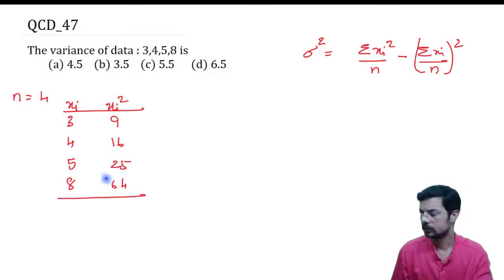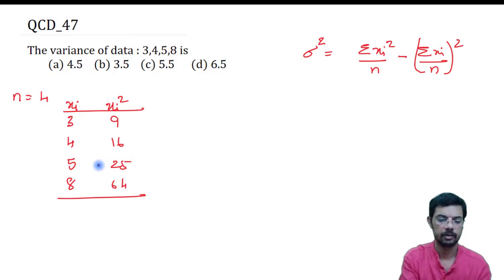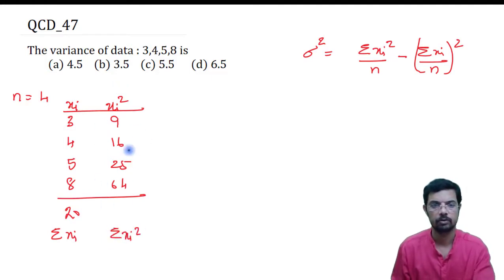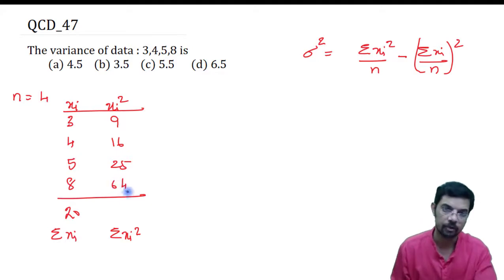Now we shall add them. The sum of xi's will be equal to 20. This is your sigma xi. Same way, the sum of all squares can be obtained: 9 plus 16 is 25, then 50, and the total is 114. Okay, this is 114.